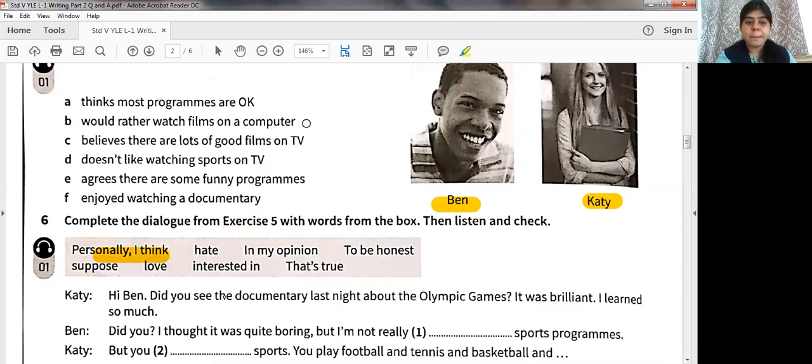Third, believes there are a lot of good films on television. It is again Catty. So you will write K for Catty, K capital. Doesn't like watching sports on television. So it is Ben, because he is not liking to watch anything on the television.